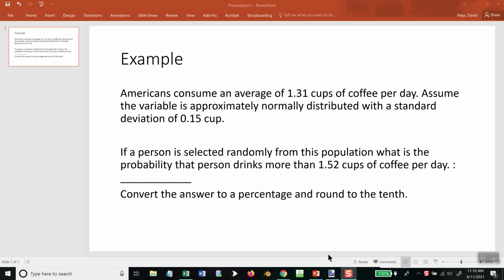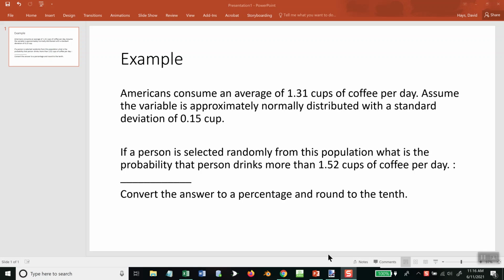Okay, Americans consume an average of 1.31 cups of coffee per day. Assume the variable is approximately normally distributed with a standard deviation of 0.15 cups. If a person is selected randomly from this population, what is the probability a person drinks more than 1.52 cups of coffee per day? Now, nowhere does it give us a Z score, the Z value.